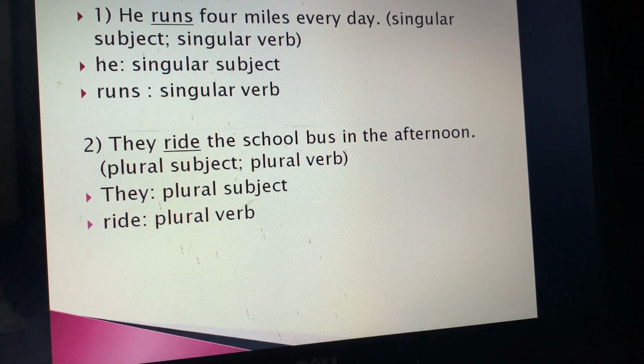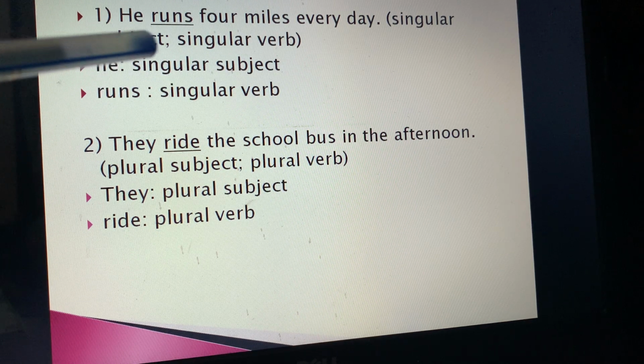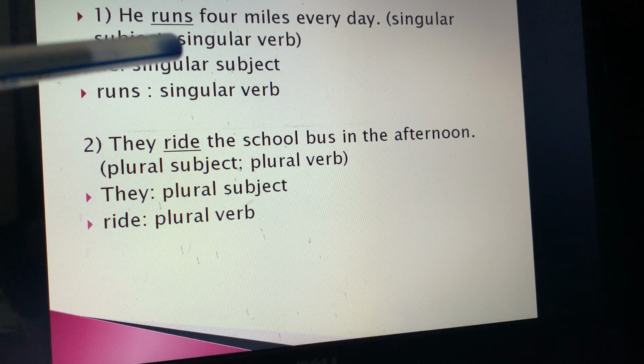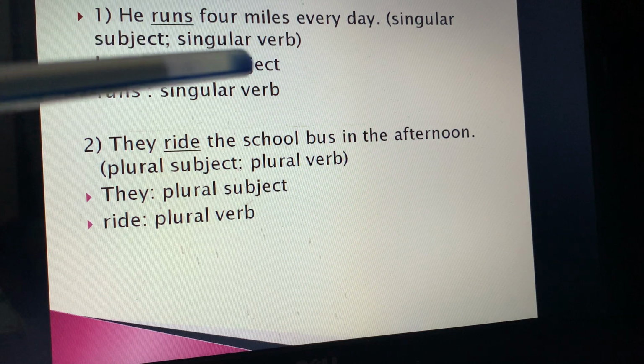Now let us go with more examples. You will be able to understand with these examples. Now he is a singular subject, so the verb is ending with s. He runs 4 miles every day. He is the subject over here. The verb is runs. He is the subject, so the subject is singular, the verb is singular.